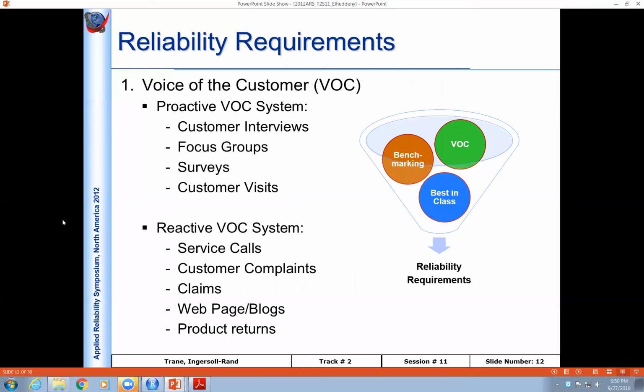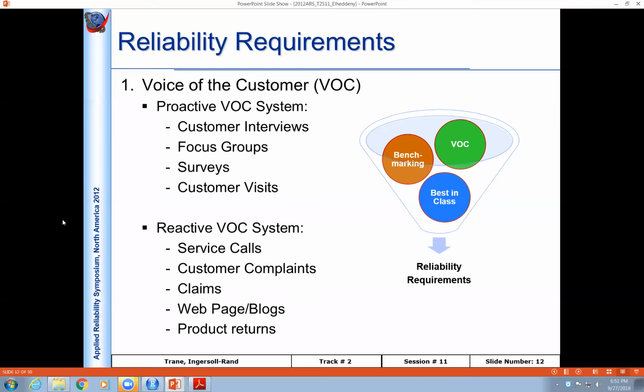So how do you set reliability requirements? Either VOC, voice of the customer, benchmarking, or best in class. We'll talk about that next slide. Voice of the customer is basically as it sounds: you listen to your customers and understand what their needs are. It could be proactive, so before the project you have customer interviews, focus groups, surveys, and so on and so forth. Try to understand their perspective, what they need.